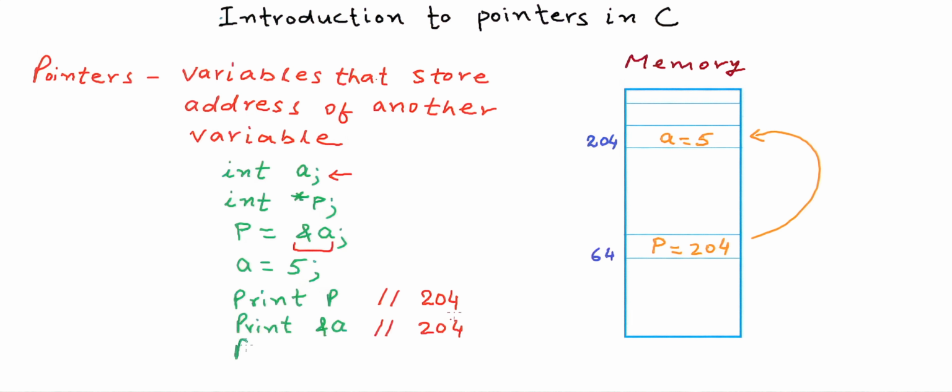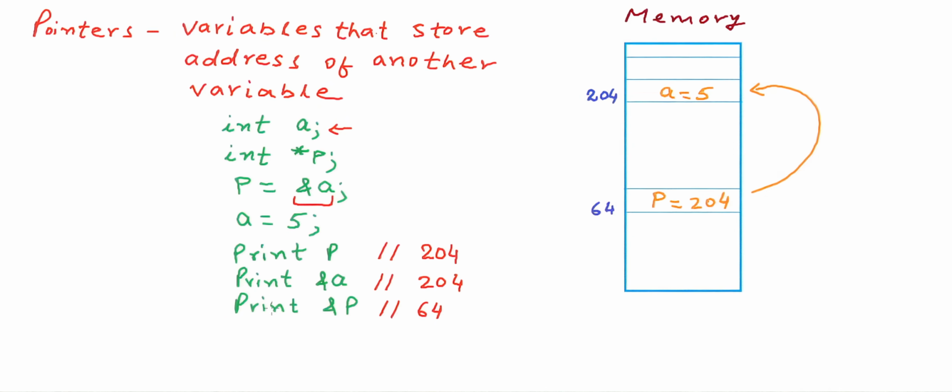What if we want to print ampersand of p? Now p is also a variable and it is also stored in memory. So since ampersand gives you the address of that variable, printing ampersand of p should give us 64, which is the address of p. Now there is one more important property of pointer. If we put an asterisk sign in front of the pointer, then it gives us the value at the location that it points to. So what will happen if we try to print star of p, asterisk of p? Well, it will give us 5.